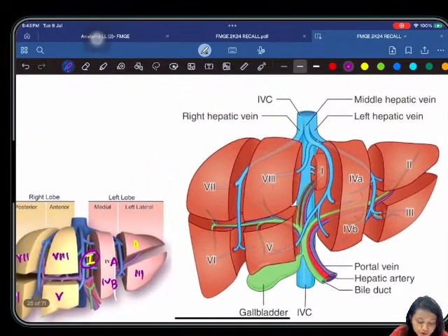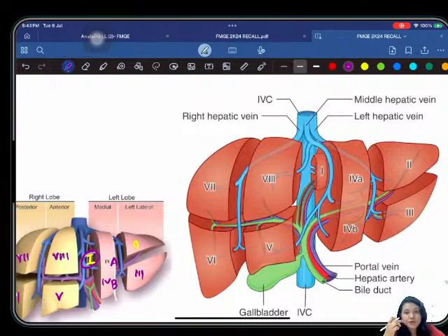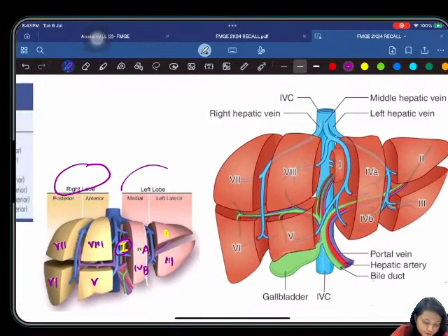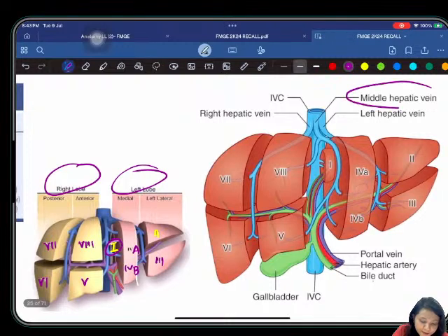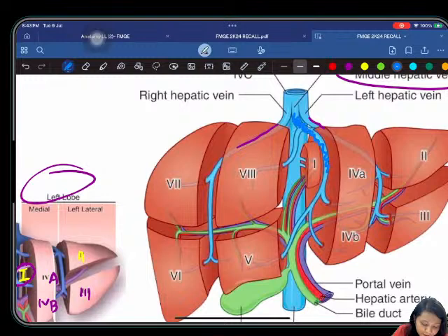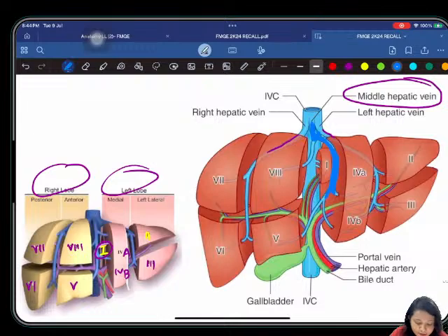Next time they might ask which vein is dividing the Couinaud segments into the right and left lobe. It is the middle hepatic vein. You can see the left hepatic vein supplying the left lobe, the right hepatic vein supplying the right lobe, and the middle hepatic vein dividing the entire liver into the right lobe and the left lobe.